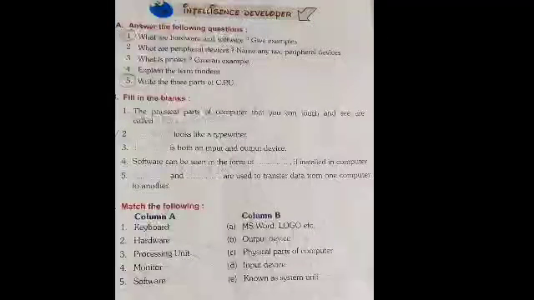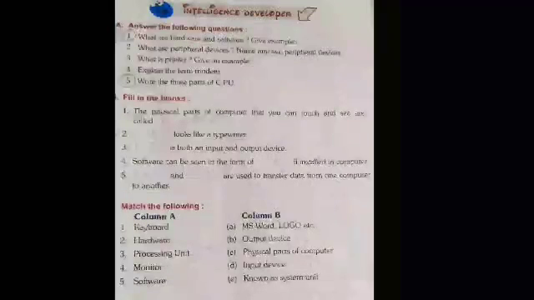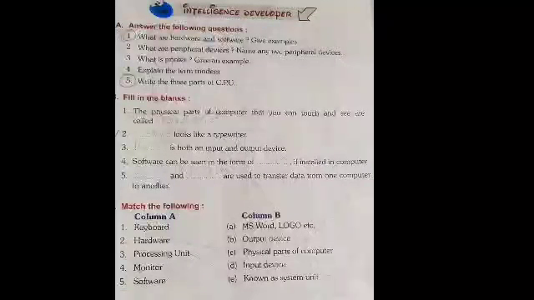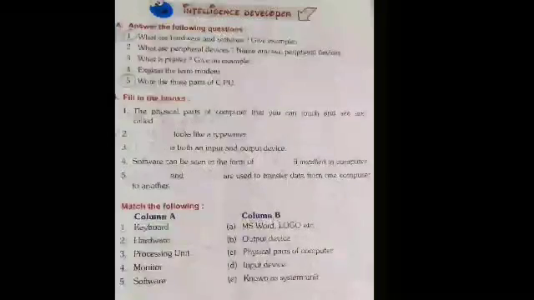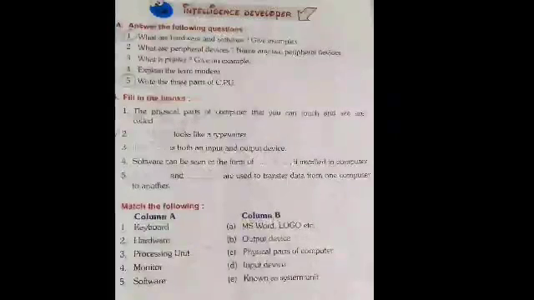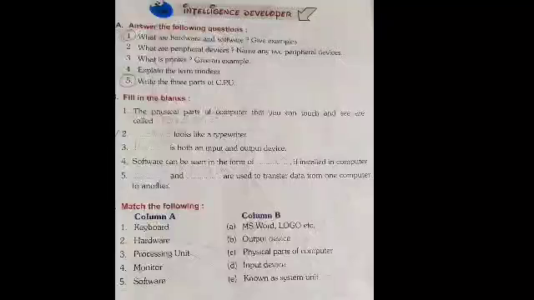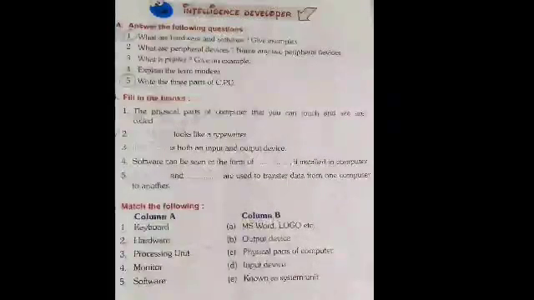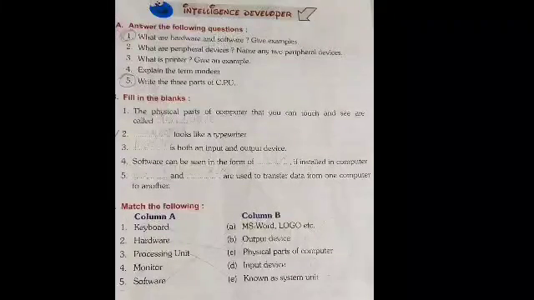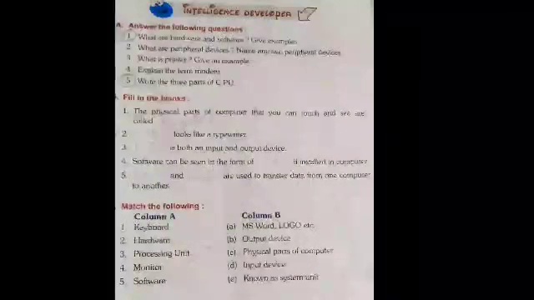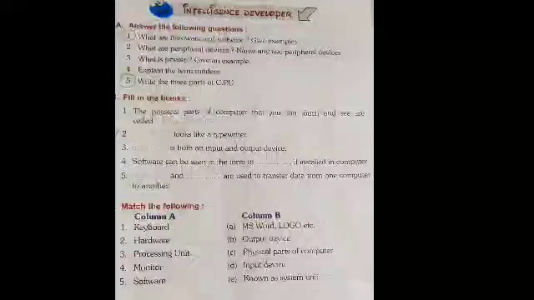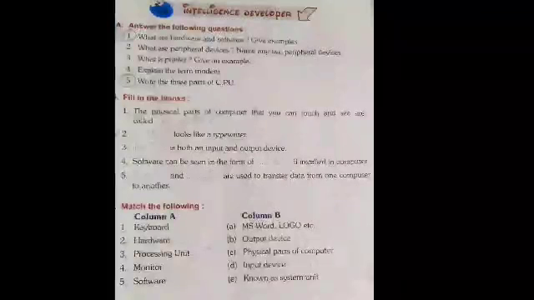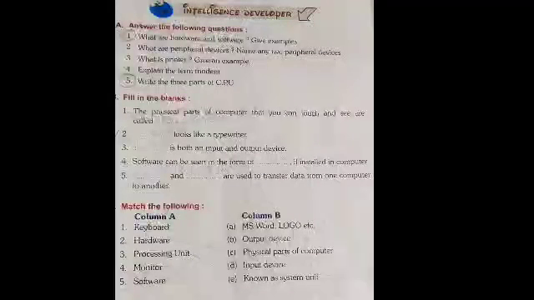Now we can discuss fill in the blanks. The physical parts of a computer that you can touch and see are called dash, hardware. Second one, dash looks like a typewriter, keyboard. Third one, dash is both an input and output device, monitor. Software can be seen in the form of dash if installed in a computer. Dash and dash are used to transfer data from one computer to another. Floppy disk and CD-ROM.